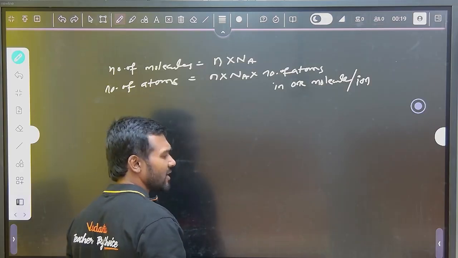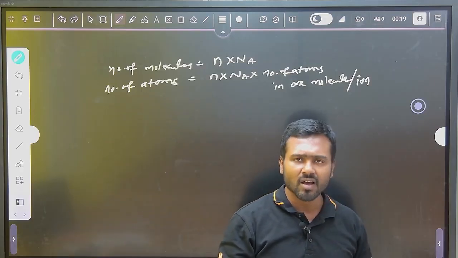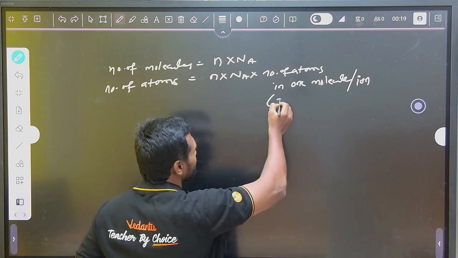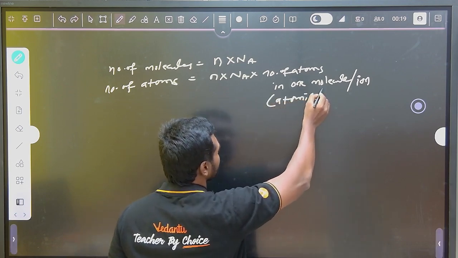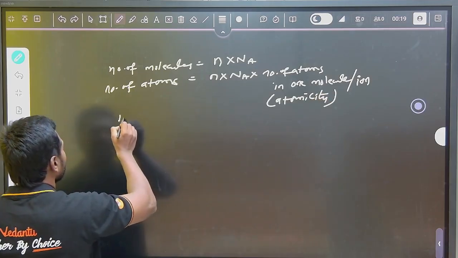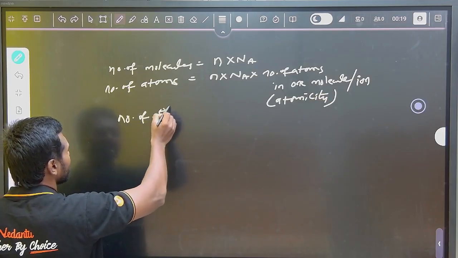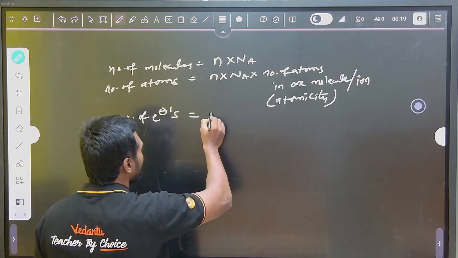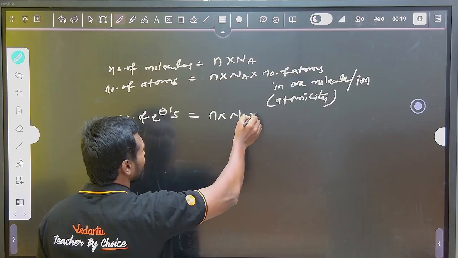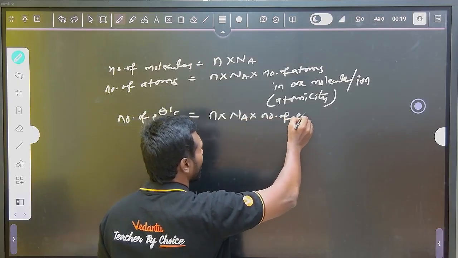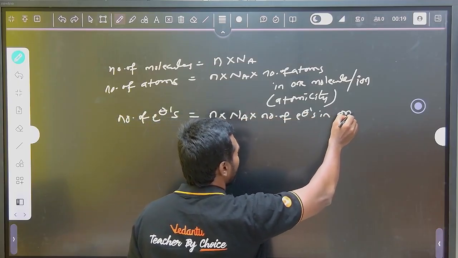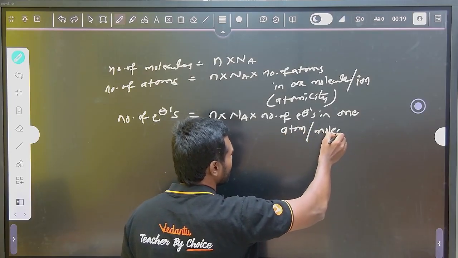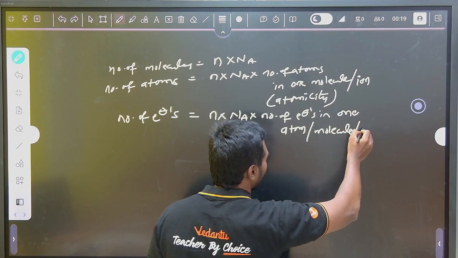And we know that the number of atoms present in a molecule or in a compound is called atomicity. So we can also take atomicity. Next, number of electrons. They can ask this question also. Number of electrons is nothing but number of moles into Na into number of electrons in one atom if an atom is given, or else one molecule if a molecule is given, or else one ion if an ion is given.